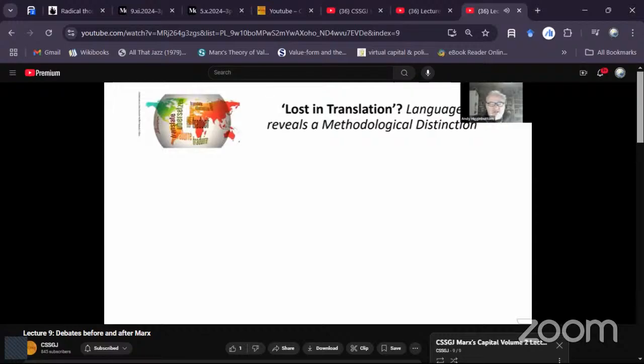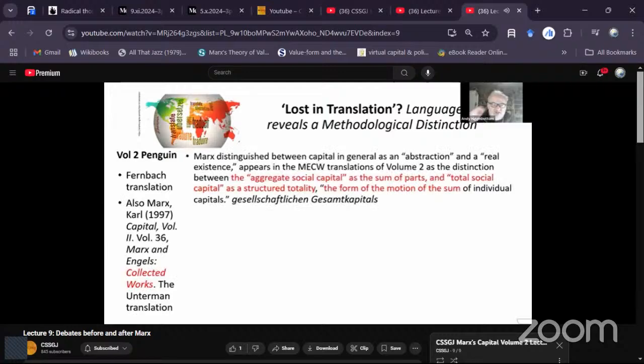So this issue comes up in the contribution by Breyer. It's quite interesting what he has to say. He compares the Penguin translation, which is known as the Fernbach translation, with another translation which is in the Marx and Engels collected works, which is the sort of Soviet published team, right?